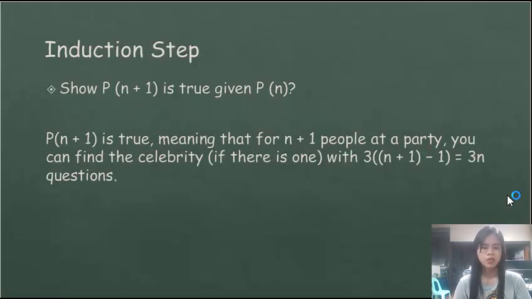In the induction step, let us show that P(n plus 1) is true given P(n). So P(n plus 1) is true, meaning that for n plus 1 people at the party, you can find the celebrity with 3 times the quantity of n plus 1 minus 1, which equals 3 times n questions.